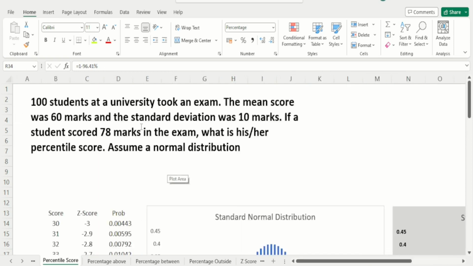So going back to that question, the mean score was 60 marks, standard deviation was 10. If a student scored 78, what is his or her percentile score? Remember, the percentile score is nothing but the percentage of students who would have scored below the student, which we now know by the graph is roughly 96.41%. So that would be the percentile score for the student.